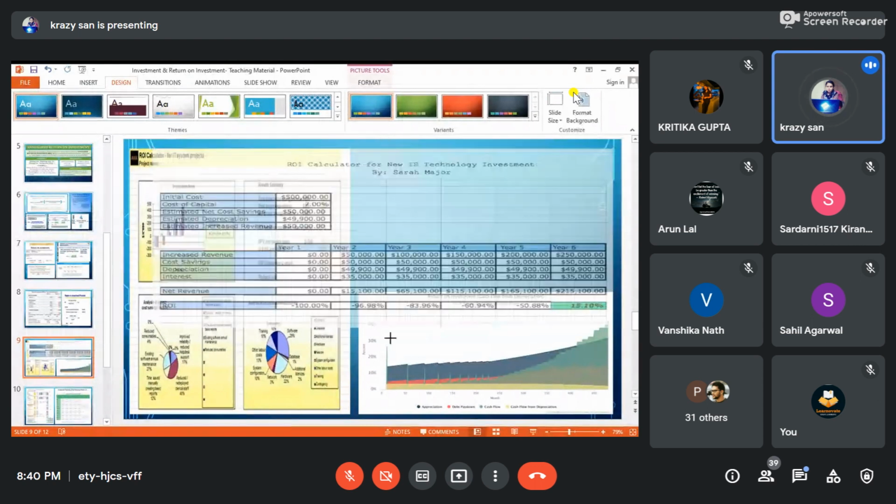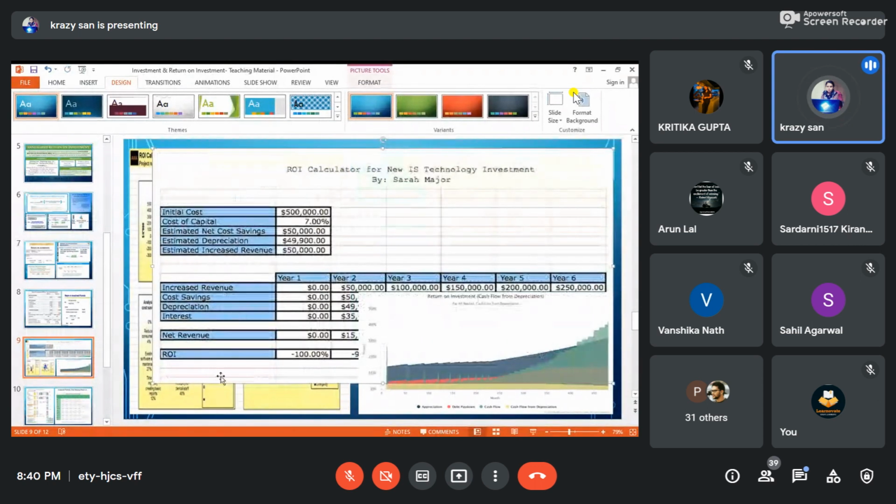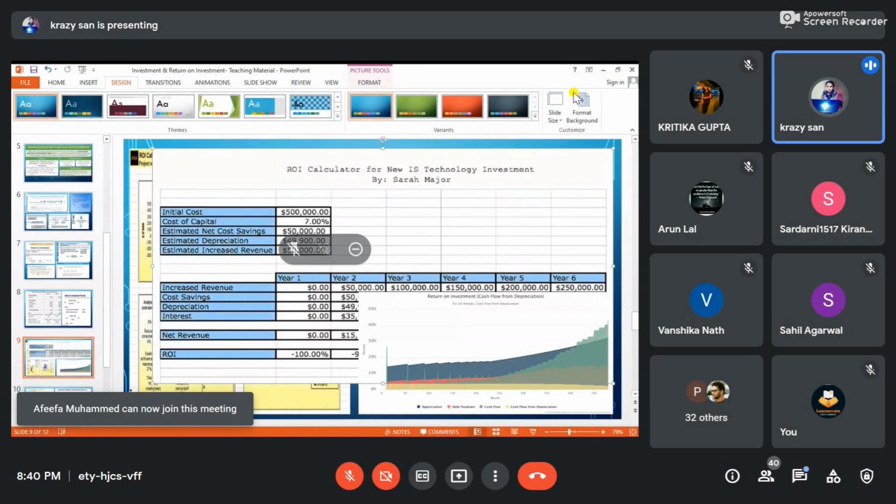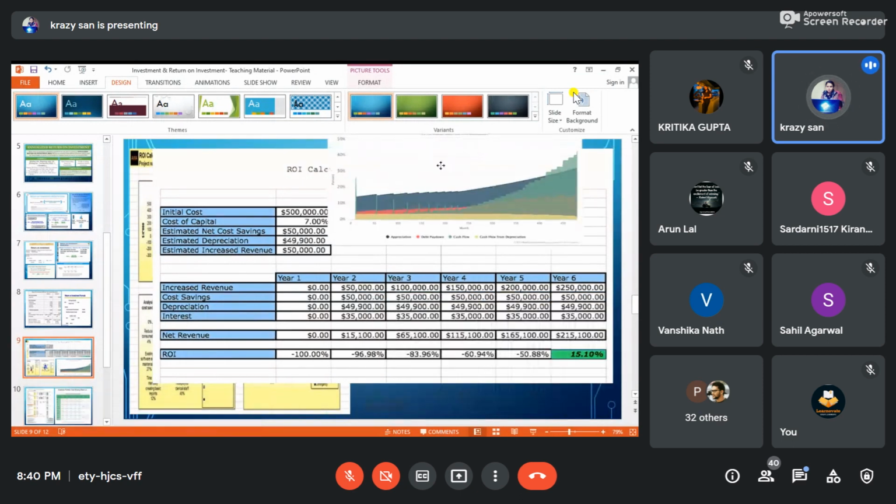Let me expand it for you. Now over here, see, initial cost, cost of capital, estimated net cost saving, estimated depreciation, and increased revenue are given to you. Now you have been asked to calculate it up to 6 years: increased revenue, cost saving, depreciation, interest, and net revenue.